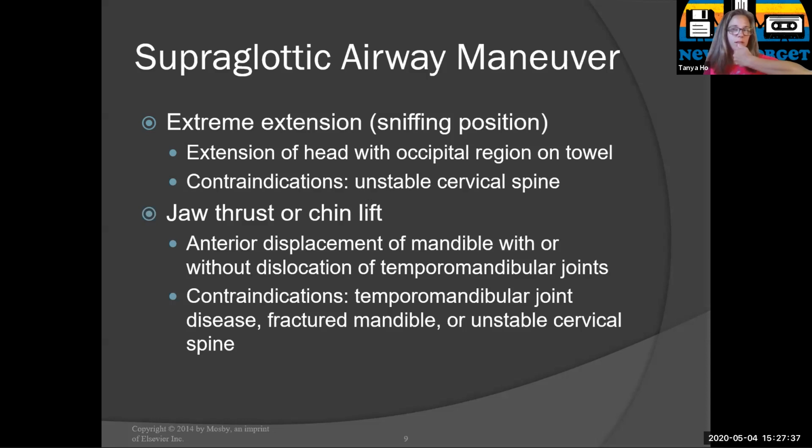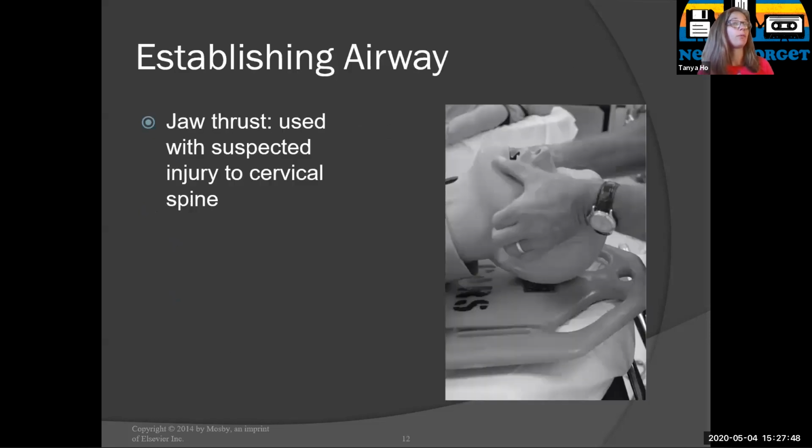Chin lift is basically where you grab inside and you pull the chin forward, but you can see it would move your head forward too. So we wouldn't want to do that with an unstable spine. But for a jaw thrust, that's okay. If you're just holding it like that, you can do a jaw thrust with an unstable cervical spine, because you have to do something. You have to be able to ventilate them some way.